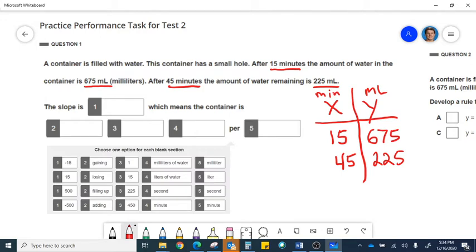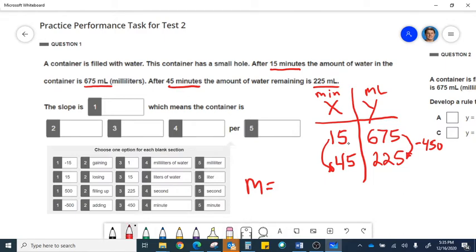To find my slope: the slope is the relationship of the change in the y values over the change in the x values. So I'm going to look at the change going from 675 to 225. I can just subtract it. Subtract the ones column, I get 0. Subtract the tens column, I get 5. Subtract the hundreds column, I get 4. So I am going down by 450. My change in the y values is negative 450.